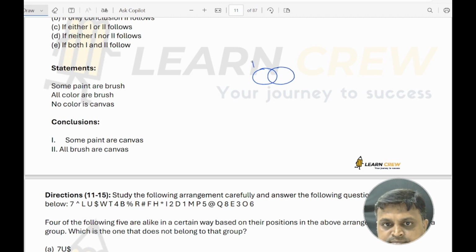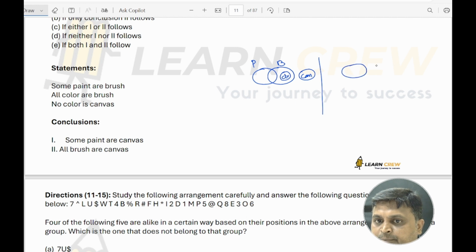Some paint or brush. All color or brush. No color is canvas. This is one possibility. And some paint or brush. All color or brush. So it is like this.